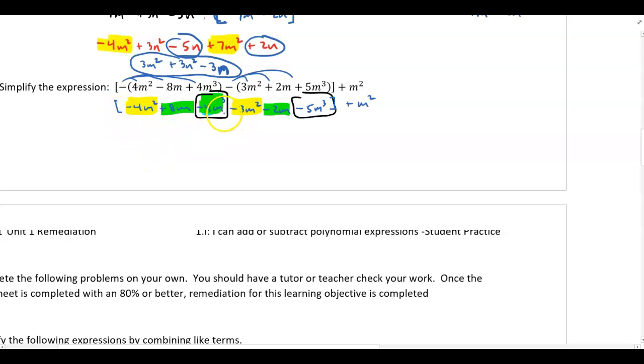So I'm going to start with my highest exponent. Negative 4 minus 5 is negative 9m to the third. Then I go to my next exponent. Negative 4 minus 3 is minus 7m squared. Then 8 minus 2 is plus 6m. And then I have this plus m squared on the outside. So now when I combine and simplify this, negative 9m to the third. When I combine negative 7m squared with 2m squared, that's negative 6m squared plus 6m. And I am done.